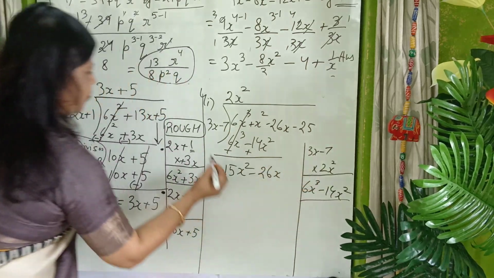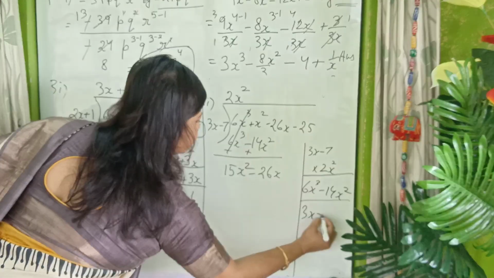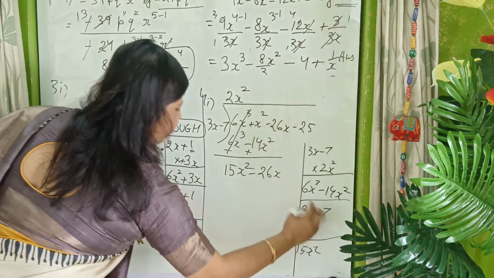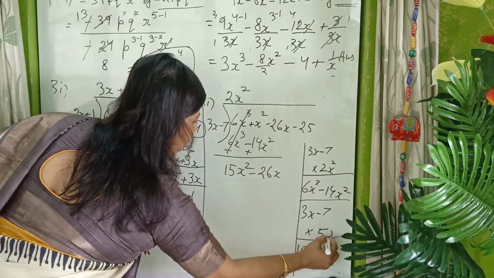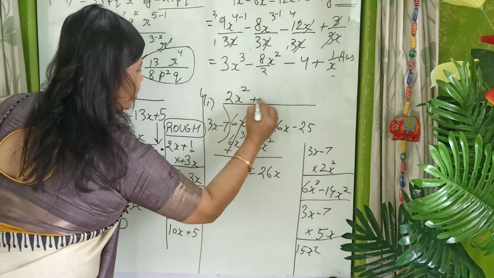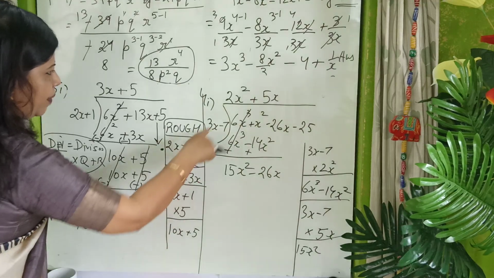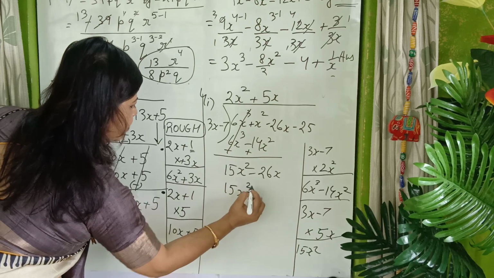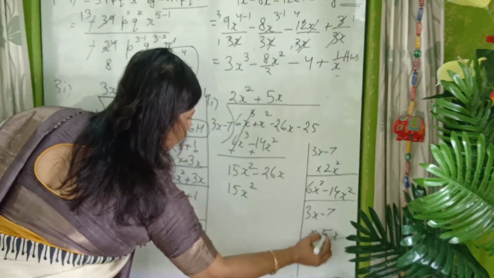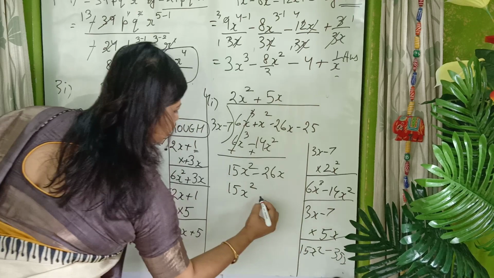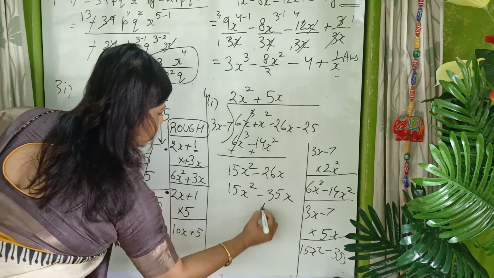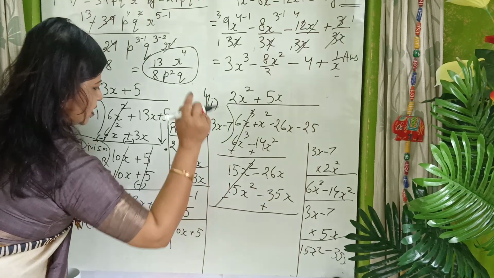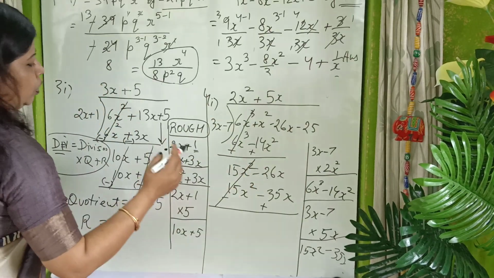Followed now. The next. With what shall I multiply 3x minus 7 to get 15x square? 5 3s are 15. So a 5 here and a x to get a x square. So I multiply by plus 5x. The moment you multiply with 5x, what will you get? You will get 15x square and minus 5 7s are 35x. Minus 35x. Change the sign. This cancel off. Minus 26 plus 35. Your answer is plus 26.